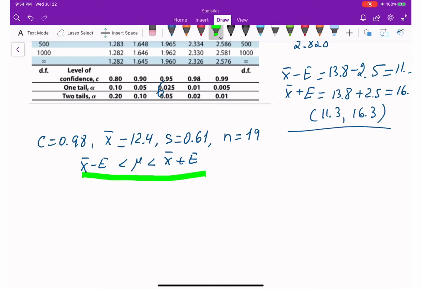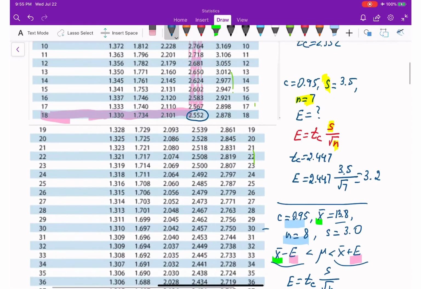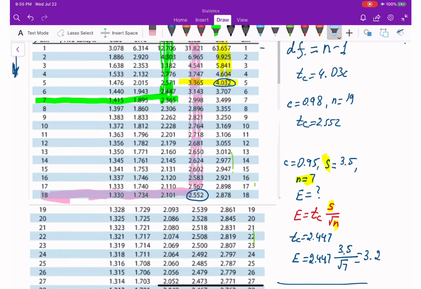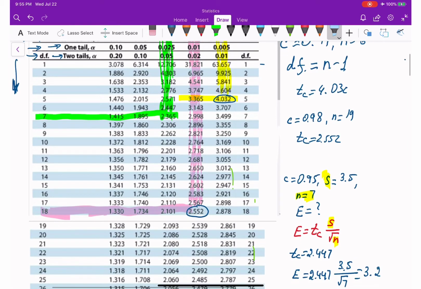So let's see what is given, what is not given. X bar is given, but what is not given is the margin of error. So that means we need to find the margin of error. And margin of error, we already know, is T critical S over square root of N. Okay, let's find out T critical, how much it's going to be. We have 0.98 confidence level, and degree of freedom will be 18 because N is 19. So 18 and 98.